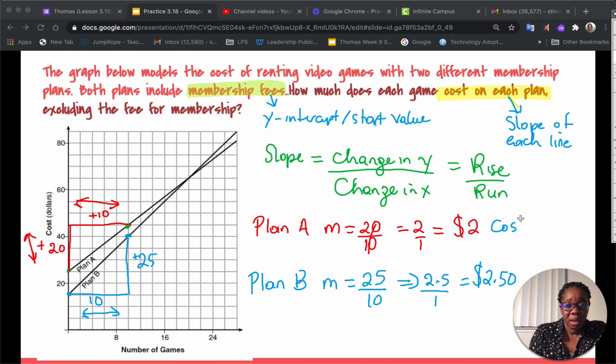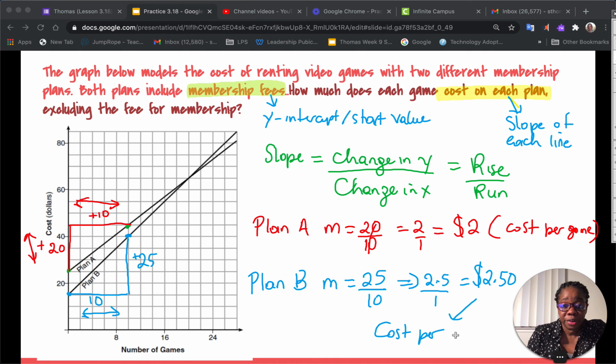All right, so the cost per game for plan A, let's keep the colors consistent, is $2. And for plan B, the cost per game is $2.50. Hope this was helpful.